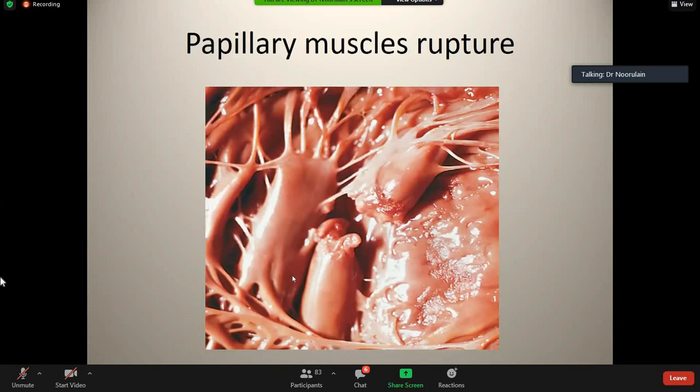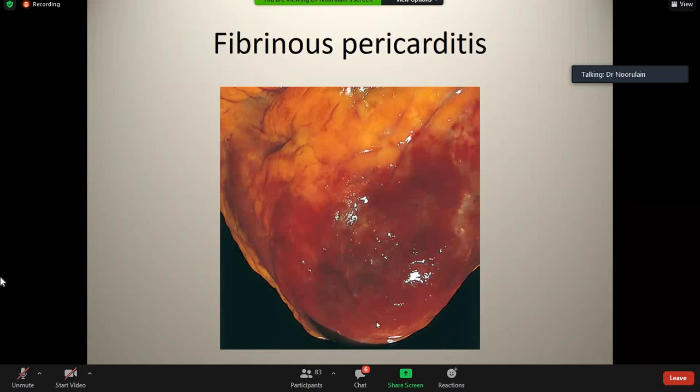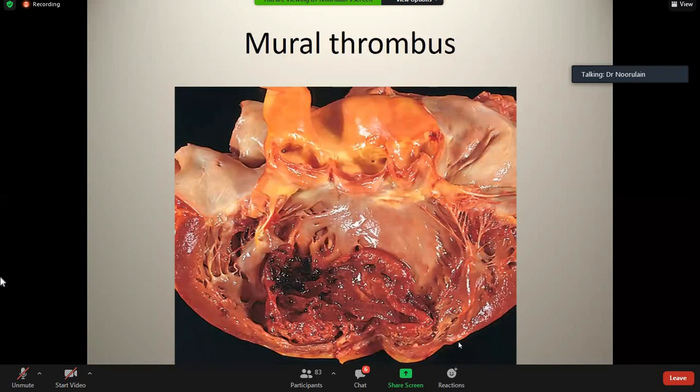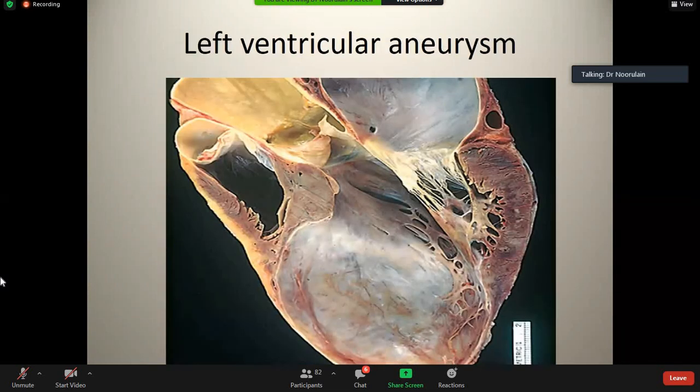This is the site of the hemorrhage. Okay, these are the mural thrombus. And this is the left ventricular aneurysm due to the weakened wall. This is the ballooning of the wall.